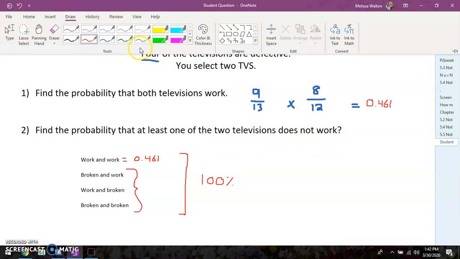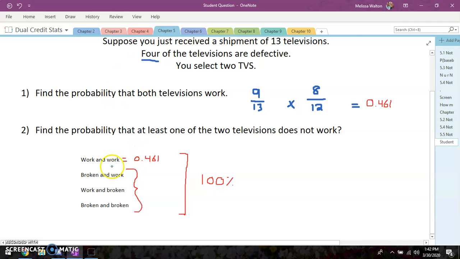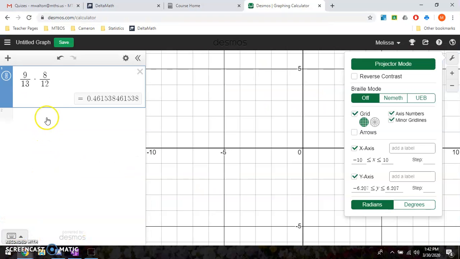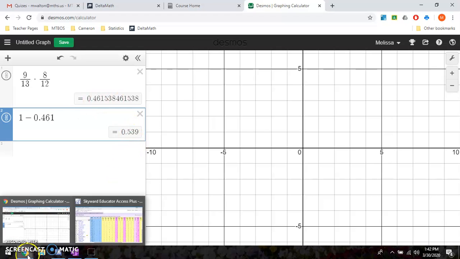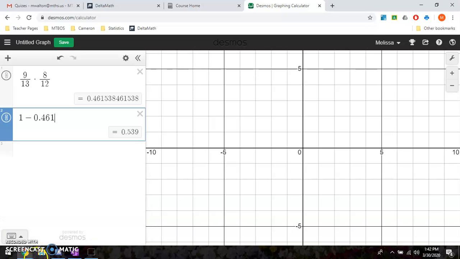So for this answer, here's what I've got. I could add up all of those and calculate it just like I did up here, or, hey, the probability that they both work is 46%. Well, that means the probability that one of them is broken is going to be 1 minus 0.461. And then finally, if I do that, 1 minus 0.461, that's right around 53.9%. So that is our answer there, 53.9.